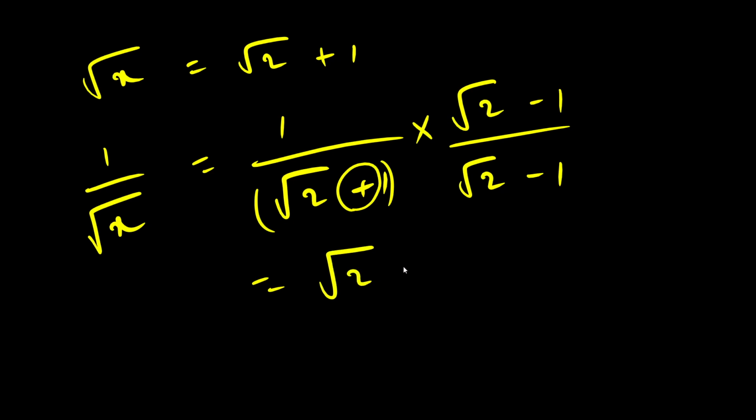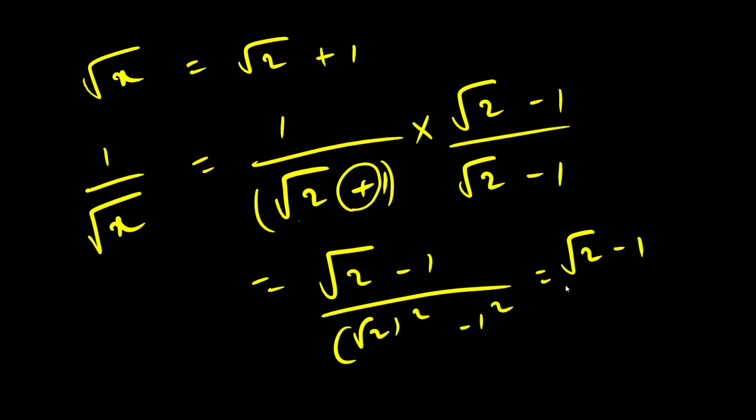So from here I'll get root 2 minus 1 divided by, now a plus b into a minus b is a square minus b square. So that would be root 2 square minus 1 square. So from here I'll get root 2 minus 1 upon 2 minus 1. 2 minus 1 is 1. So from here I got root 2 minus 1. So I got root x as root 2 plus 1, and 1 by root x as root 2 minus 1.